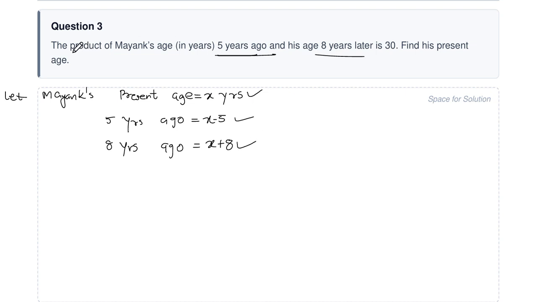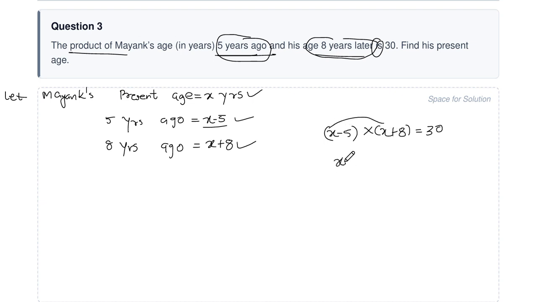Now read the statement. The product means multiplication. So multiplication of what? 5 years ago's age and 8 years later's age. So 5 years ago x minus 5, 8 years later x plus 8. This product is equal to, which is given to be 30. If we multiply this, we get x into x, x square, x into 8 plus 8x, then minus 5 into x, minus 5x, minus 5 into plus 8, minus 40, equal to 30.